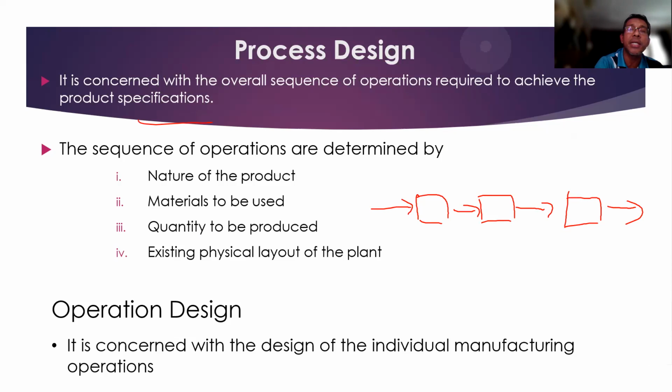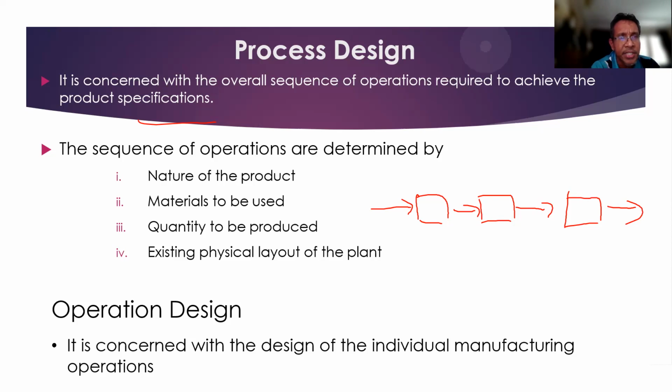So product specification comes from the design process. When we design, we have an assembly drawing, we have product specification, standard. So we need to achieve that product specification as a complete part. So that is process design. And then the sequence of operation can be determined by this. They have a nature of product. So when we want to design the process, we need to see the nature by this sequence.